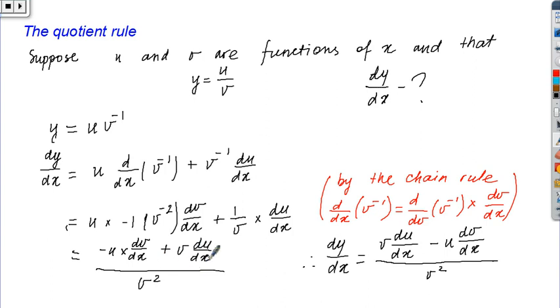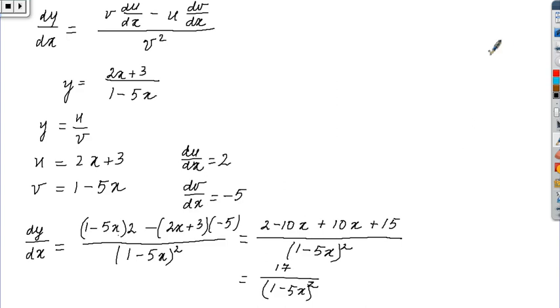And finally, rearranging these two terms so the positive term is first, we get dy by dx is v times du by dx minus u dv by dx over v squared. This formula is called the quotient rule, and you need to remember this formula by heart. In your exams, it will not be given to you.